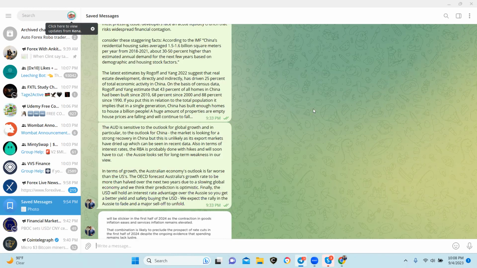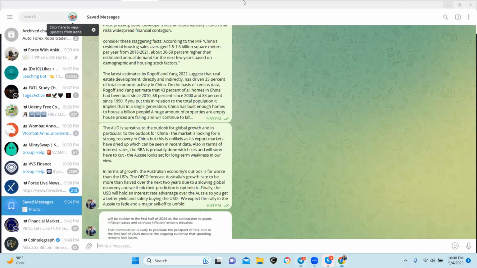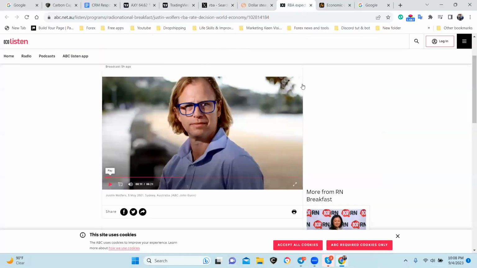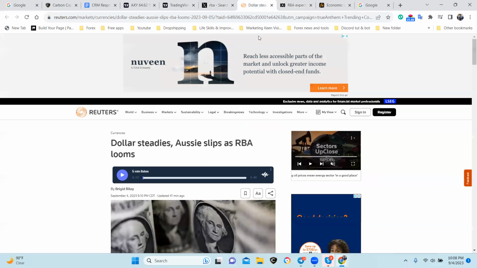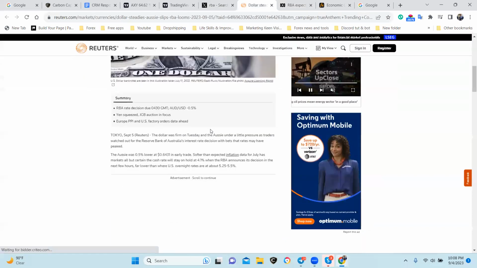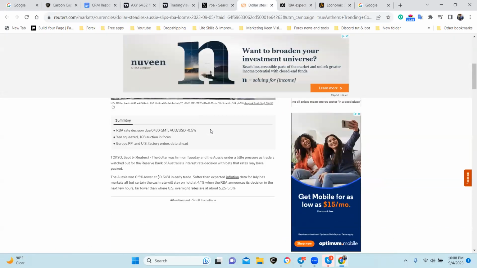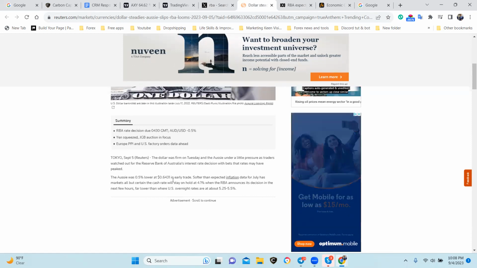And we're going to give you guys some more background on the rates. Let's pivot over to rates so we can get a little bit more concrete on what the RBA may do in this meeting coming up in about an hour. So let's fast forward here. And we got an article from Reuters showing that the dollar did firm up a little bit.